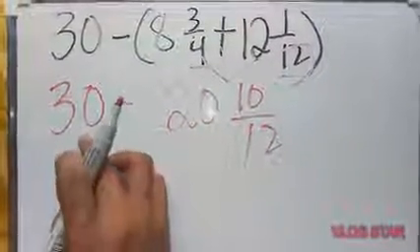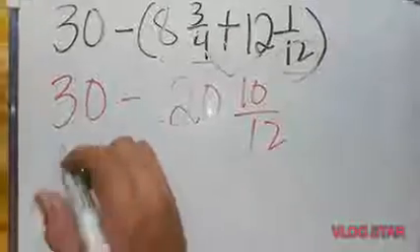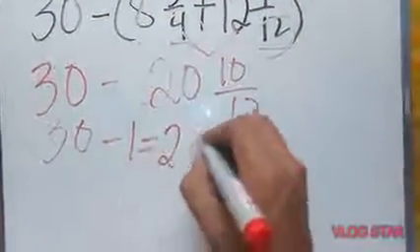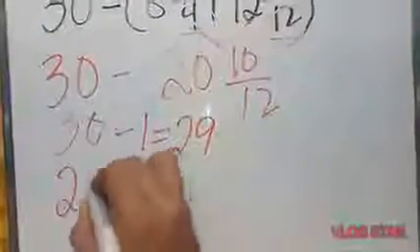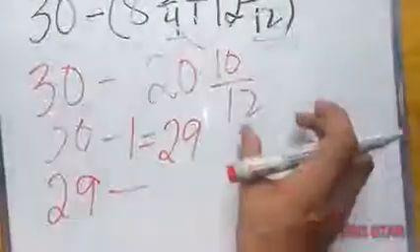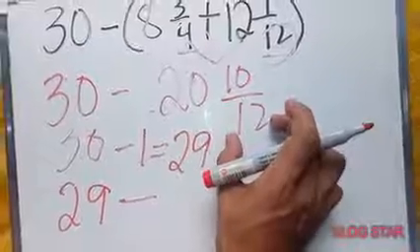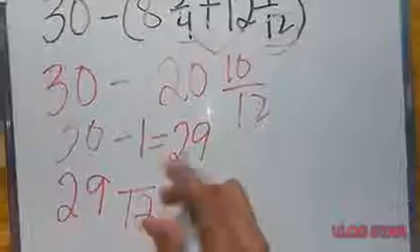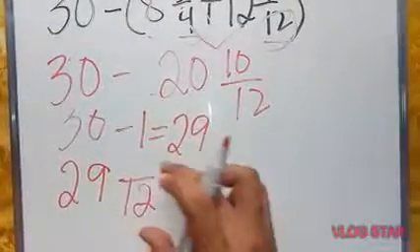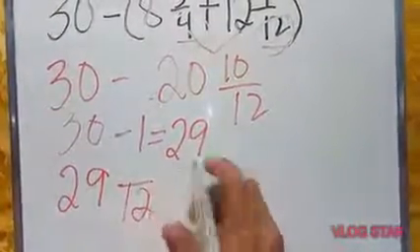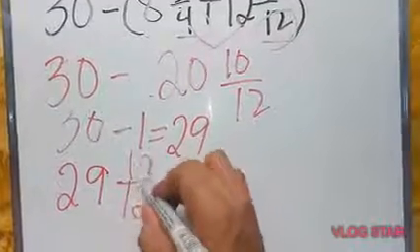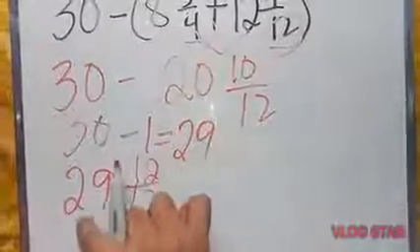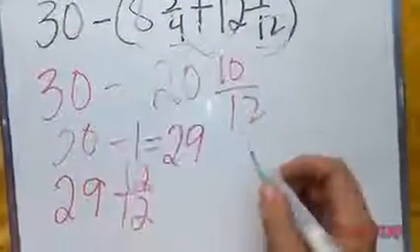So we will convert one part of 30 into fractions: 29, then the fraction. Considering that the denominator of this mixed number is 12, let's use 12 as the denominator. So what numerator should we use so that this fraction would be equal to 1? Very good. It must be 12 also, because 12 over 12 is equal to 1. Then 1 plus 29 is equal to 30.